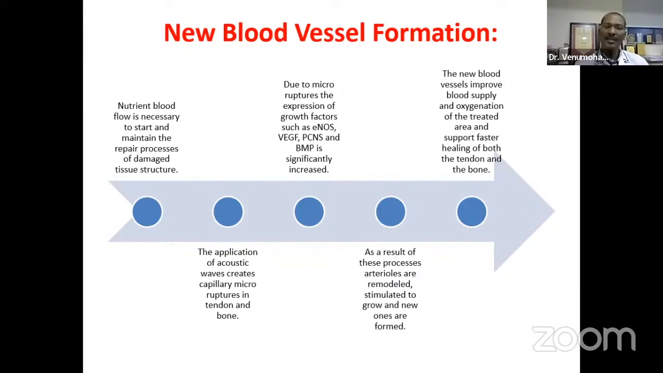And these process the arterioles. The arterioles are remodeled and grow new ones, which we call angiogenesis. And the new blood vessels will help in improving the blood supply, oxygenation, and thereby healing of both the tissues, such as tendons, muscles, bones, etc.